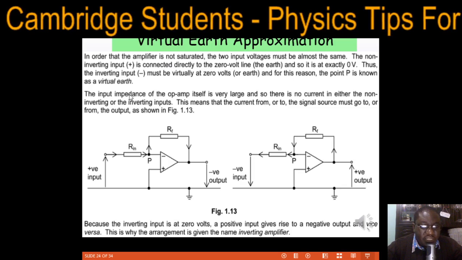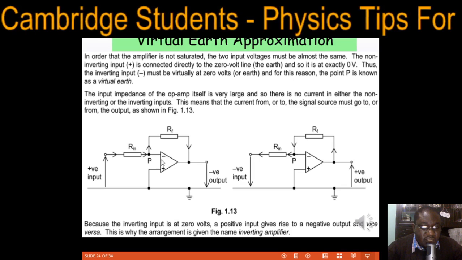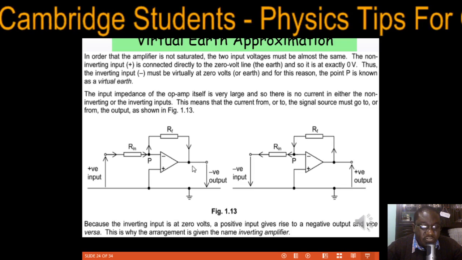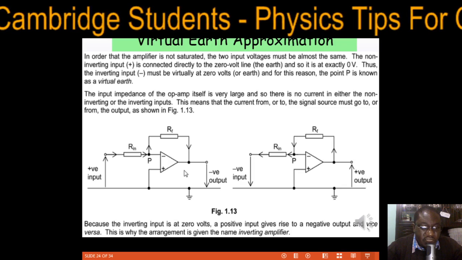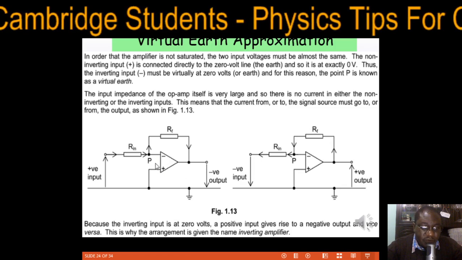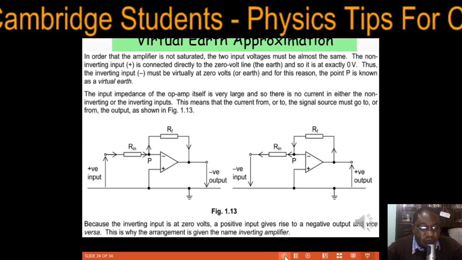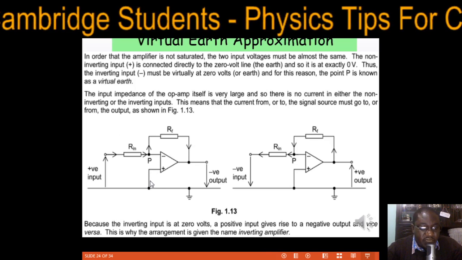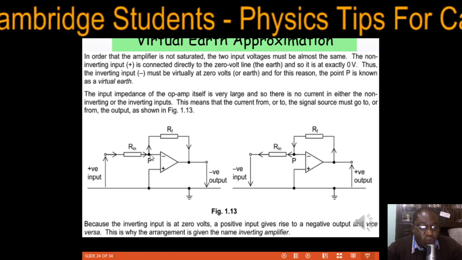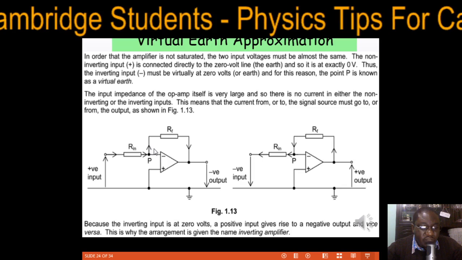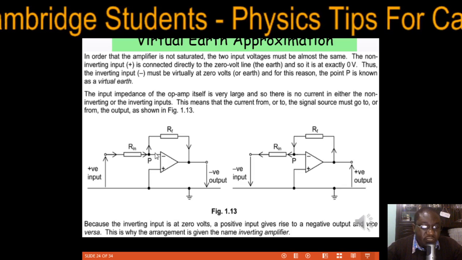The virtual earth approximation. Remember, we said that if there's a difference between V plus and V minus, the output voltage will saturate to the supply voltages. So in order for us to avoid saturation, we should have these both approximately the same. Now, the non-inverting terminal has been connected directly to earth, which means we should have a point on the inverting side where the potential is also approximately 0, so that there's no saturation. So this point P is called the virtual earth.